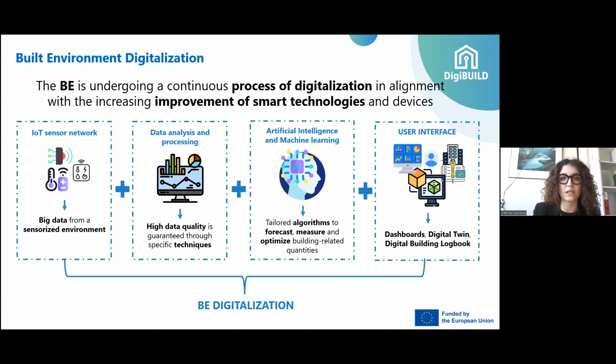data that should be of high quality, because then, as you can see in the slide, they will be applied in algorithms and techniques that are based on artificial intelligence and machine learning. These two words, artificial intelligence and machine learning, are actually nowadays present in lots of activities that we encounter in our lives. So the BE digitalization is based on them, together with the data and the sensors that I mentioned, because they help to forecast, so to predict, to measure, but also to optimize all those quantities that are related to the building itself.